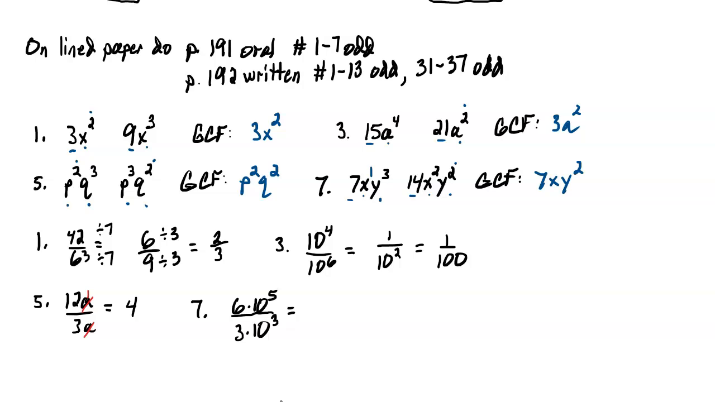6 divided by 3 makes a 2. Now what's going to happen with the tens? I'm going to apply the rule about subtracting the exponents. 5 subtract 3 makes a 2. The answer is 2 times 10 to the second power. This is 2 times 100, which is 200.